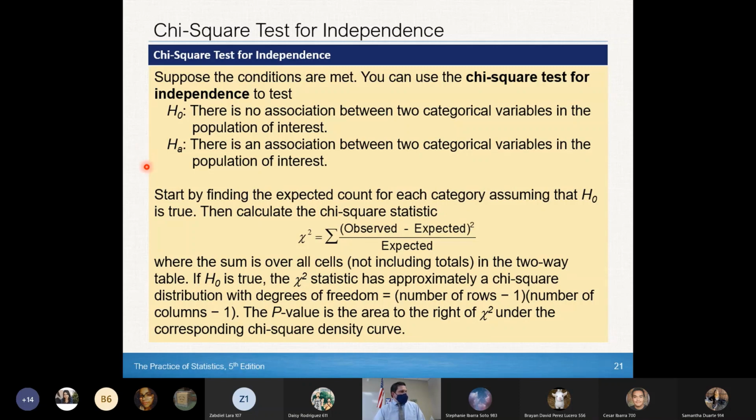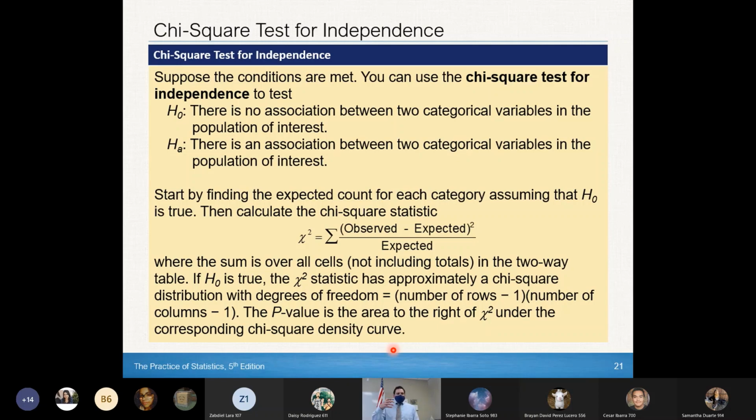Okay. We then calculate the chi-squared statistic as we have for the previous types of problems. Chi-squared equals the sum of the observed minus expected, squared, divided by expected, where the sum is over all cells, not including totals, in the two-way table. If the null hypothesis is true, the chi-squared statistic has approximately a chi-square distribution with degrees of freedom equaling the number of rows minus 1 times the number of columns minus 1. The p-value is the area to the right of chi-squared under the corresponding chi-squared density curve.